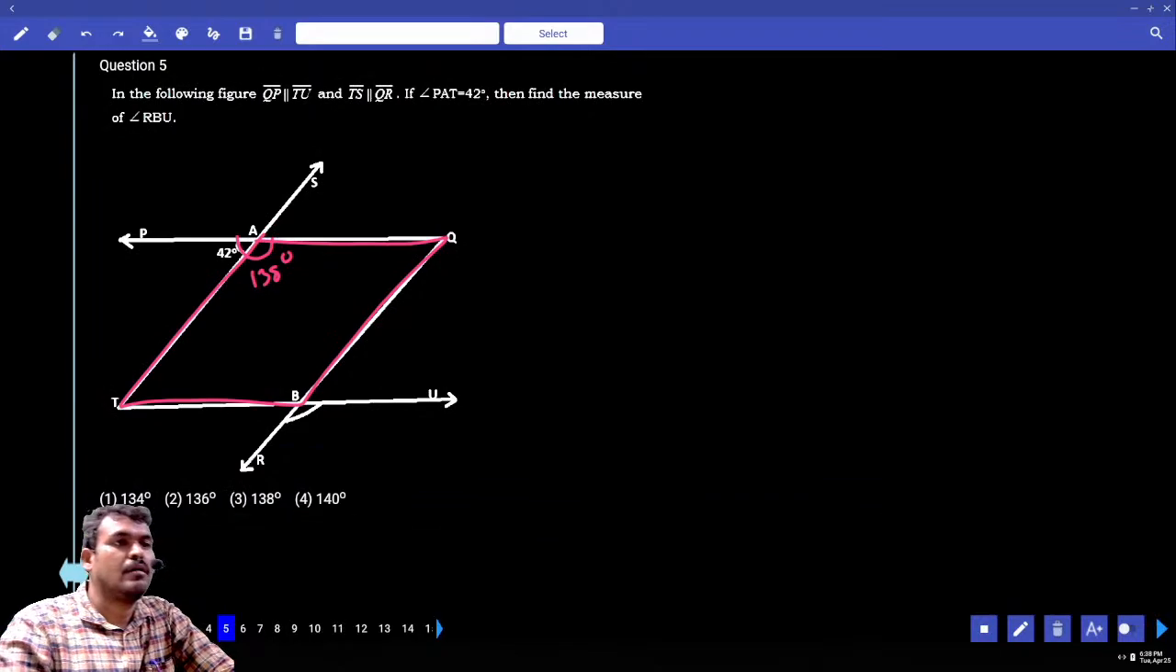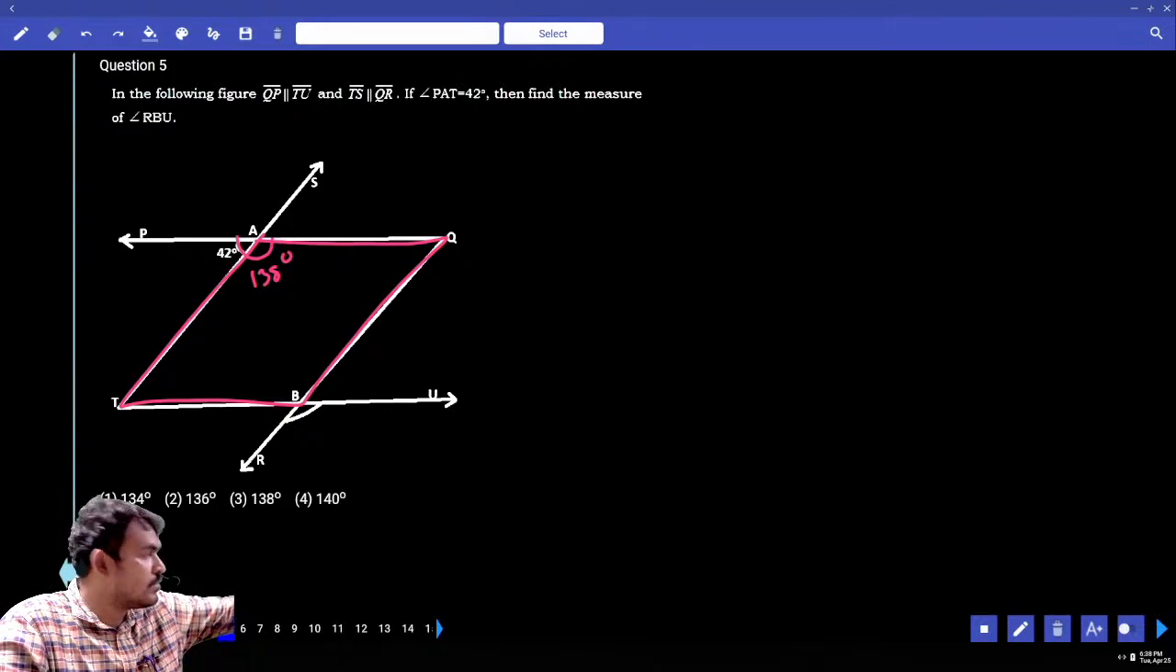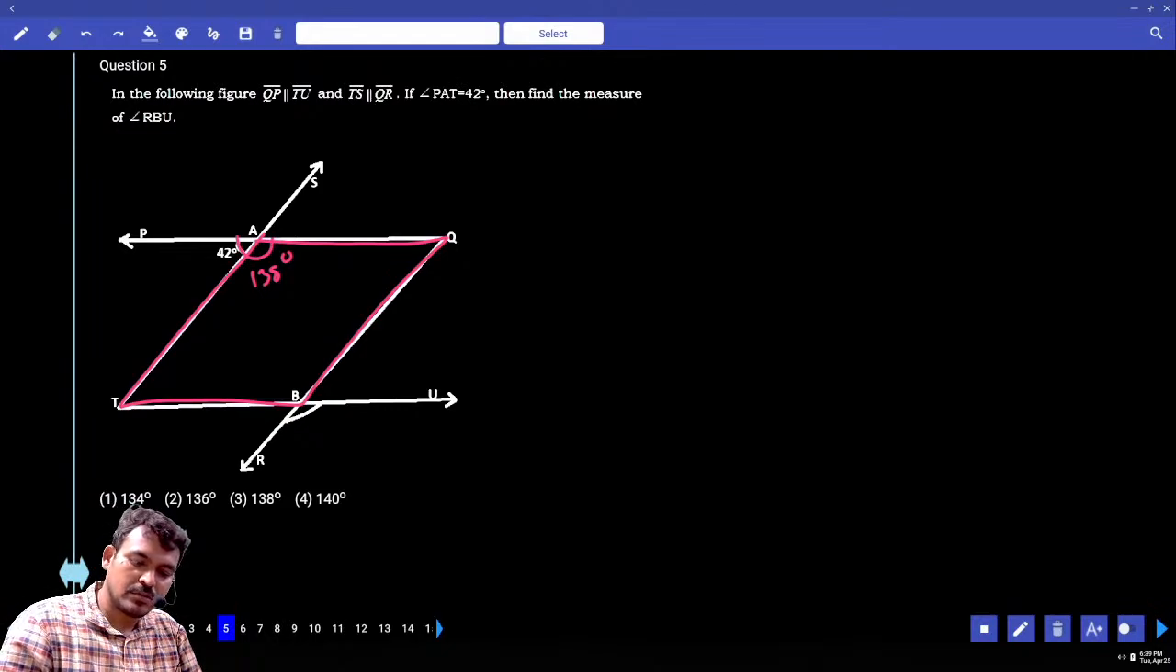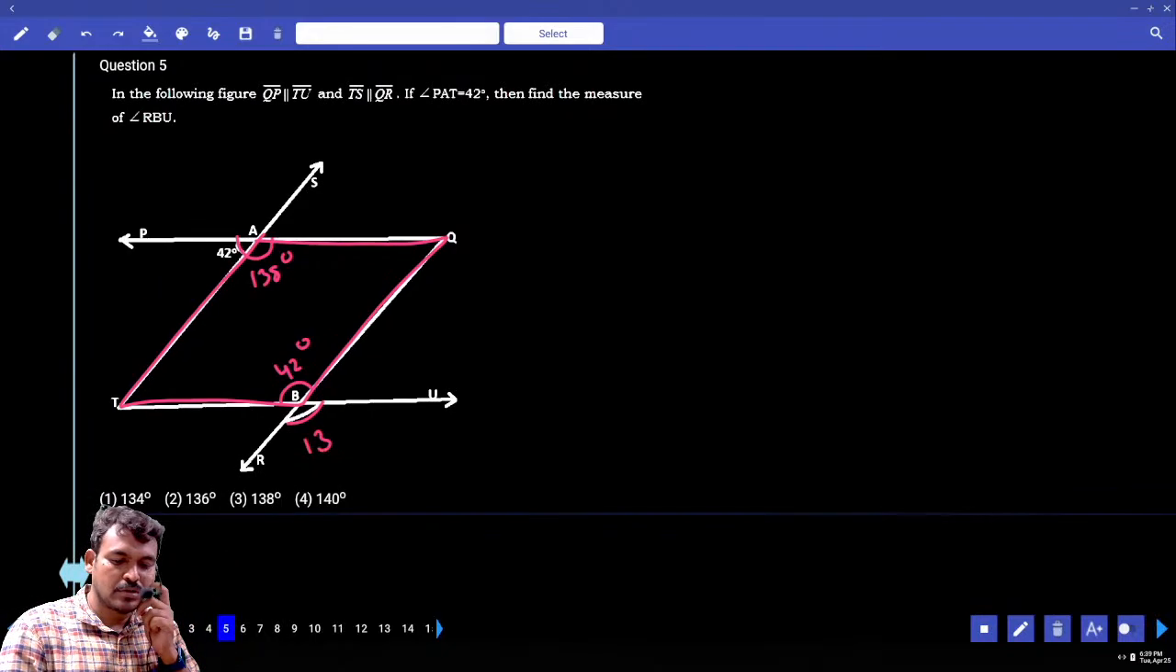AQBT is a quadrilateral. In a quadrilateral, what is the opposite angle sum? 180. Already that one is 132. This one is how much? 42. If this is 42, the sum will be 180. Already 42, so this one is how much?